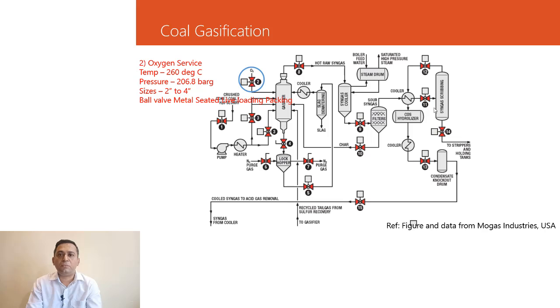Second, oxygen service valve. As we discussed earlier that oxygen is used as an input to the process, oxygen valve is required. Here the temperature is 260 degrees centigrade, pressure is 206.8 bar, size of the valve is 2 inch to 4 inch and here also a metal seated ball valve is required.